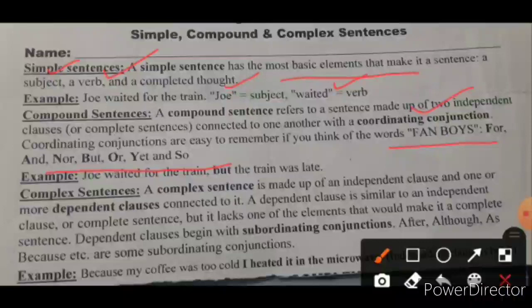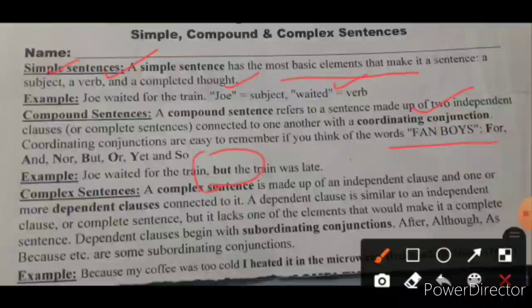Now one more thing that you should know about a compound sentence is that it has two independent clauses, and these two independent clauses are joined with two indicators. The first indicator is your comma and the second indicator is your coordinating conjunction. So you have two indicators over here, the comma and the coordinating conjunction. These are the two indicators that show you, okay, this is a compound sentence.